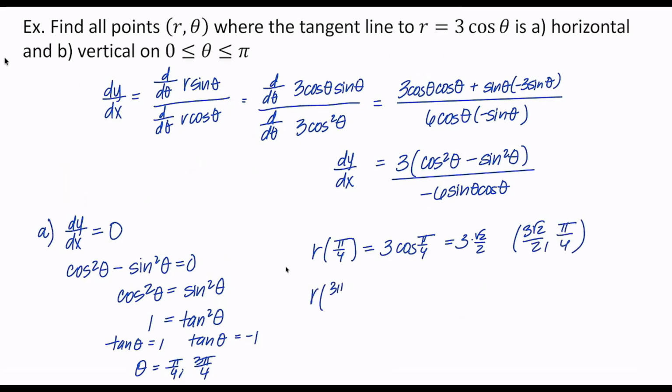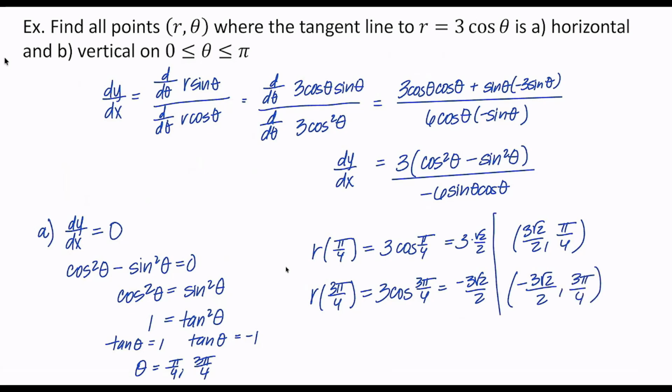And then if we substitute in 3π/4, we get 3 cosine of 3π/4. That one's going to be negative √2/2. So -3√2/2. And my coordinate point is -3√2/2, and then 3π/4. So these are the 2 points written in polar where the tangent line is horizontal.